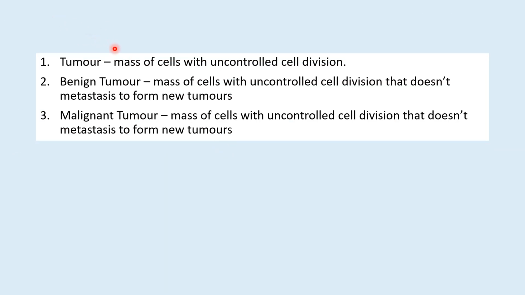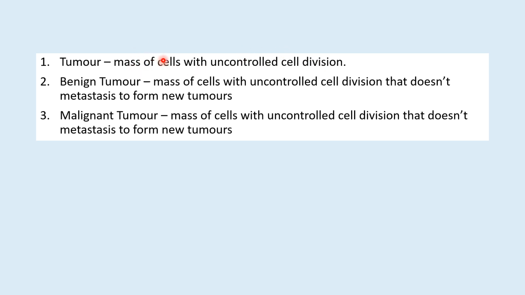Tumor. This is a 2-mark question. What is a tumor? The tumor is a mass of cells. So it's a mass of cells as the first thing. And then the second mark will go towards the fact that it's uncontrolled cell division. You won't get full marks if you just say it's a mass of abnormal cells, because abnormal cells can be different types of abnormal cells. What makes them a tumor? What makes them bad? Is uncontrolled cell division.